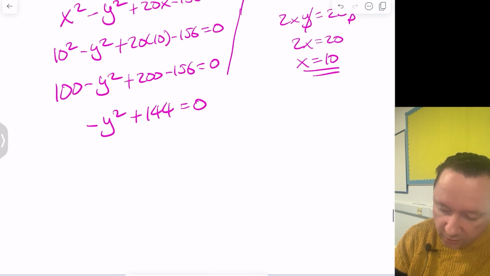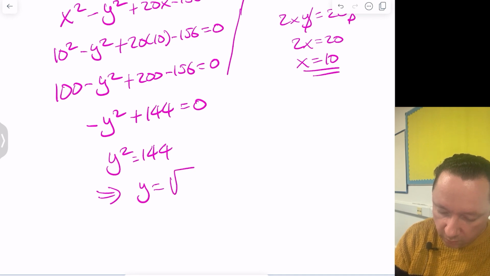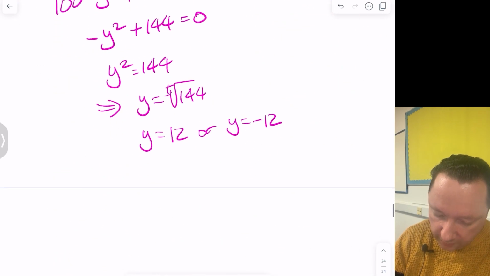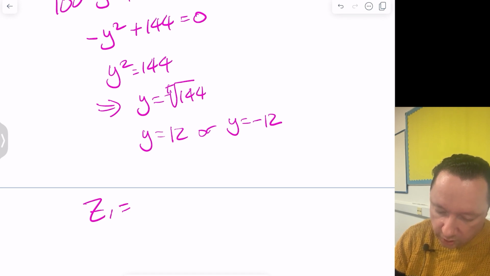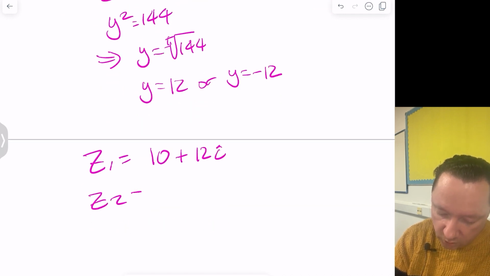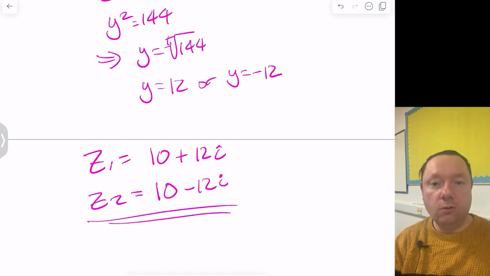You can solve that directly or with double brackets, it's your choice. I'll just do it directly. y squared is 144. That implies y equals the root of 144, but plus and minus. So y equals 12, or y equals minus 12. z is x plus iy. So the first solution, x is 10, 10 plus 12i. And the second solution must be the complex conjugate, which is 10 minus 12i. Two solutions for a quadratic, so we're done there.